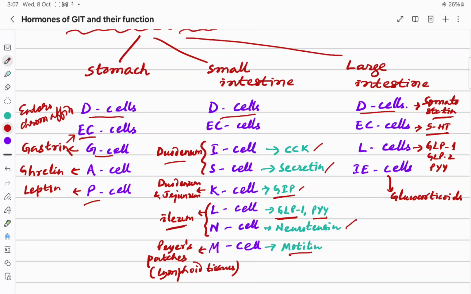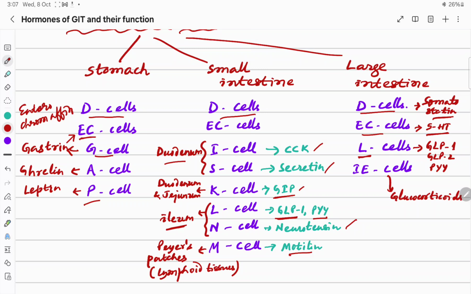Then in the large intestine, in addition to the D cell and EC cell, there are two other types of cells. One is the L cell. The L cell is present both in the large intestine and in the ileum of the small intestine. L cells in the large intestine secrete glucagon-like peptide 1, glucagon-like peptide 2, and peptide YY.